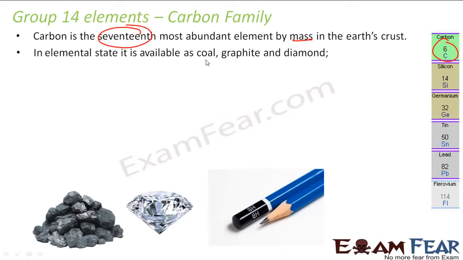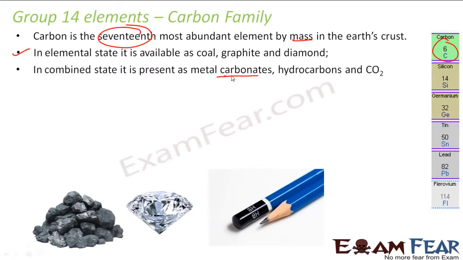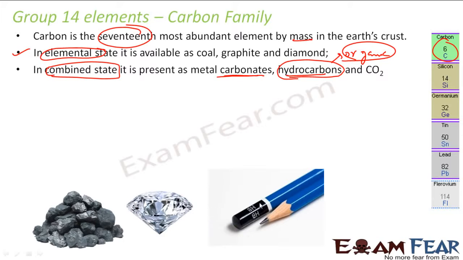Carbon exists in three allotropes and various forms actually. It exists as coal, diamond, graphite, sometimes coke, charcoal. But in elemental form it exists as coal, graphite and diamond. And in combined state, it is present as metal carbonates, hydrocarbons. There are so many hydrocarbons. In fact, the organic chemistry branch itself is for these hydrocarbons. Soap is one example, right? And also carbon dioxide has carbon. So these are in the combined state, and in the elemental state, it exists in these three forms.